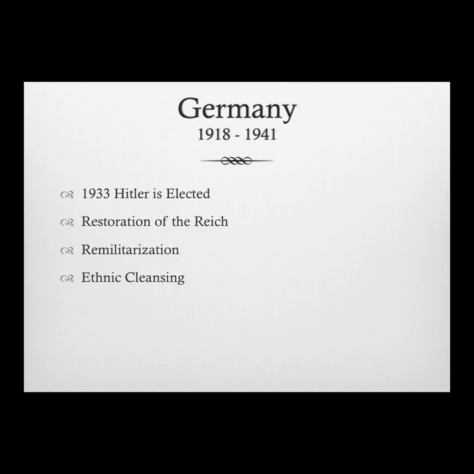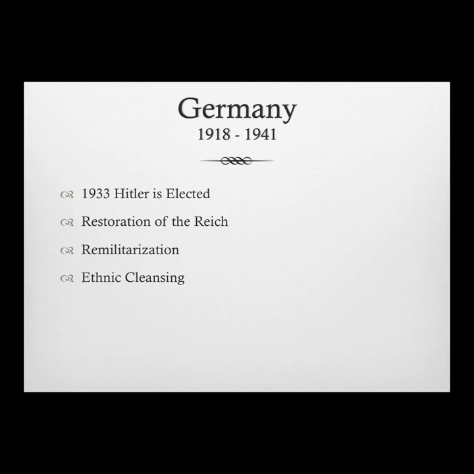Germany. In 1933, Germany elected Adolf Hitler into power. Hitler was the head of the Nazi Party, and that ruled Germany from 1933 until Hitler's death in 1945. The Nazi Party had a grand plan for Germany, and that was to restore the Reich back to how it was before World War One.